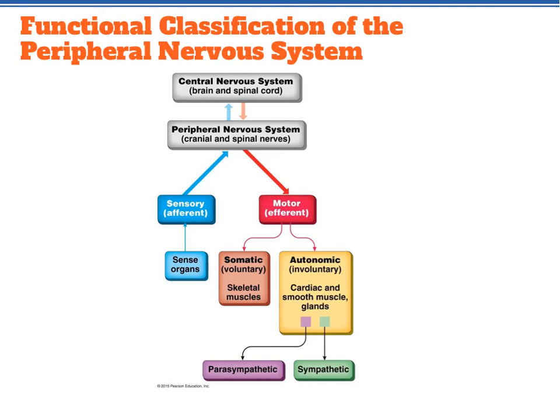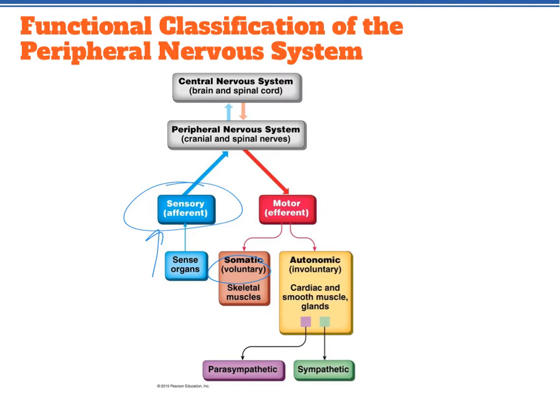First we have the sensory part of the peripheral nervous system, and just as that sounds, it takes in information from your sense organs. And then you have the motor division, which is the one that's communicating with our muscles. There is the voluntary part of the motor division, which is controlling our skeletal muscles. That's telling our biceps and our quadriceps and every skeletal muscle to move, and we control that, so it's voluntary.